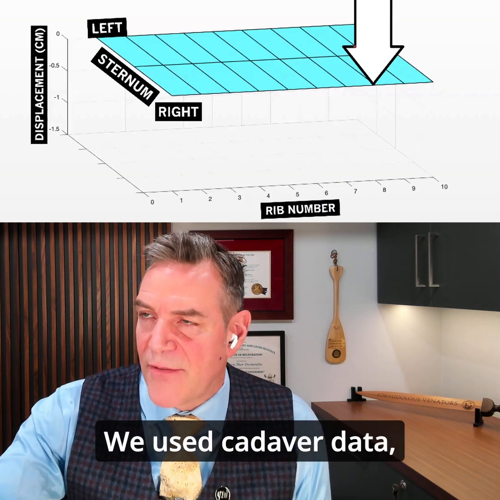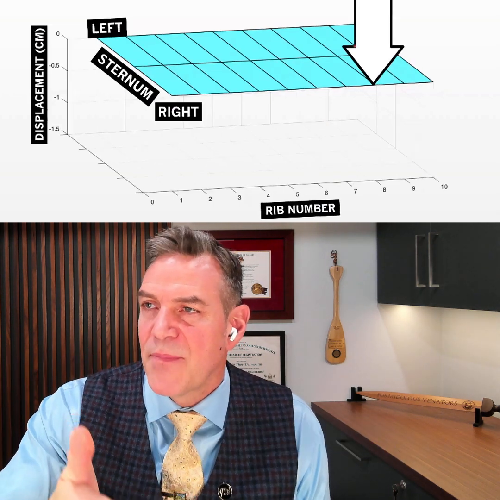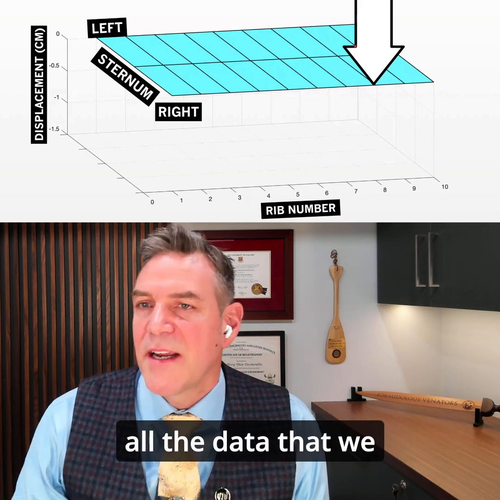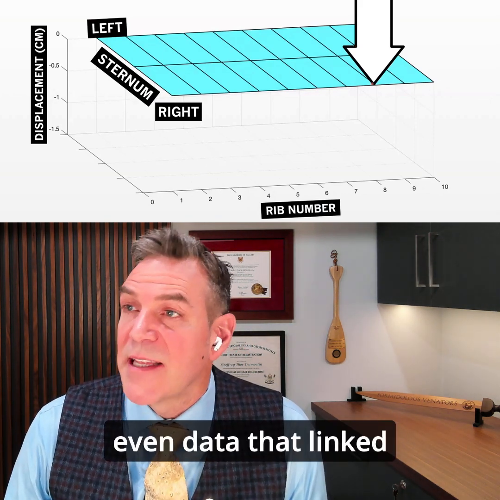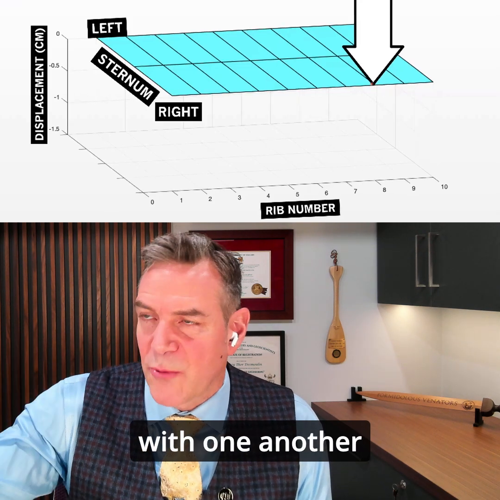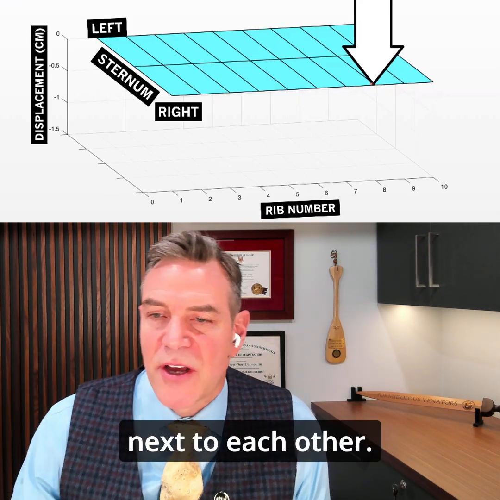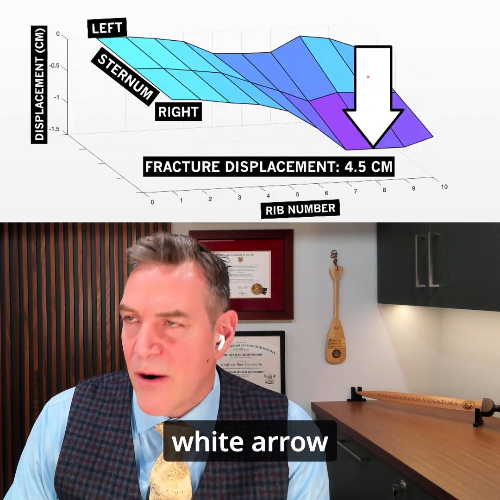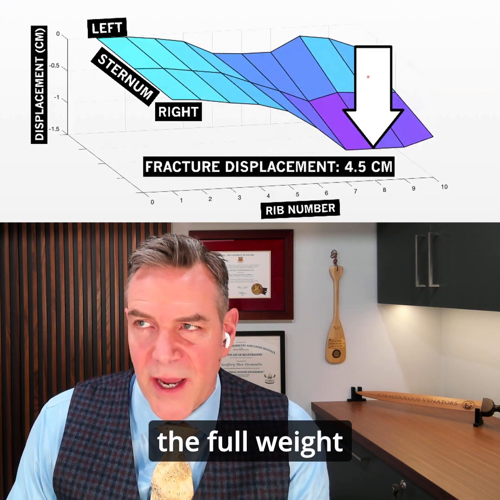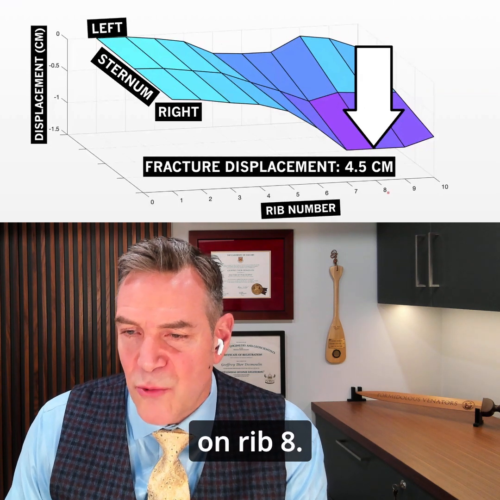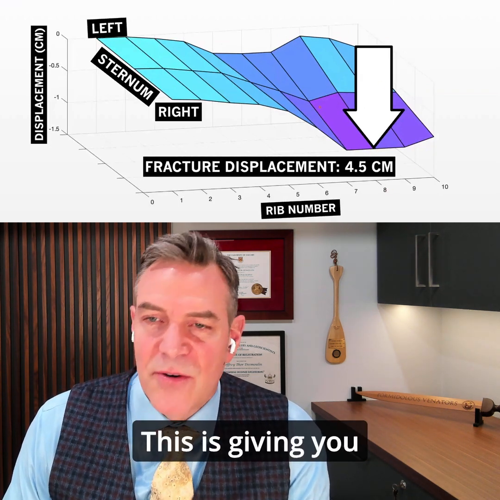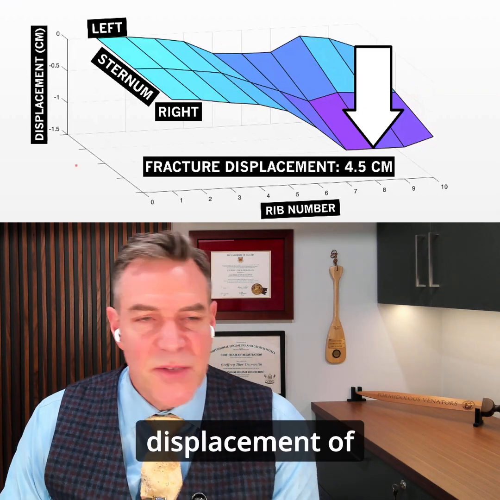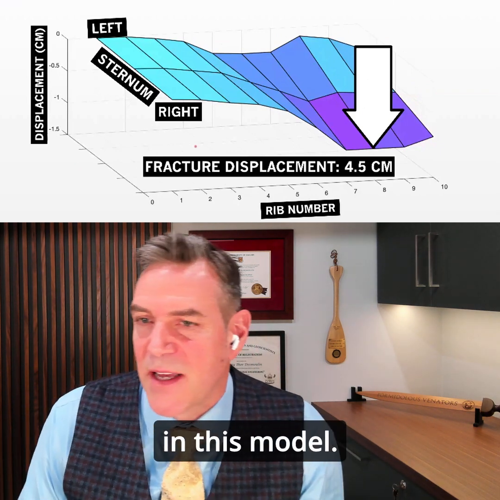We used cadaver data, we used live human data, we used modeling data, we used in vitro, in vivo, all the data that we could find, even data that linked how ribs interact with one another when they're located next to each other. And so when I press this forward, you can see that this white arrow represents the full weight of that officer's left knee on rib 8. This is giving you the response of the chest wall. Okay, and we get a displacement of about 1.5 centimeters in this model.